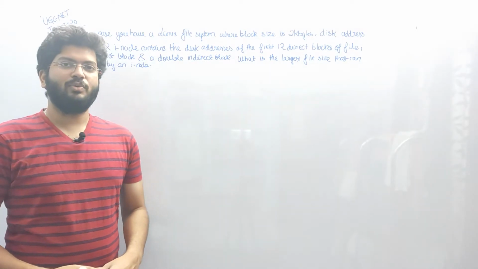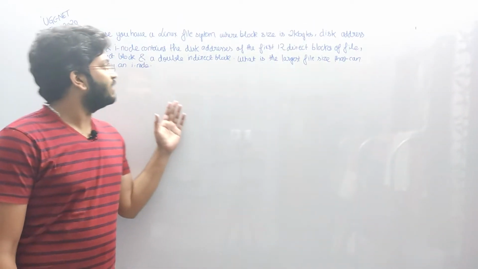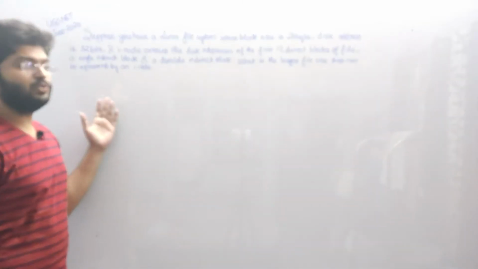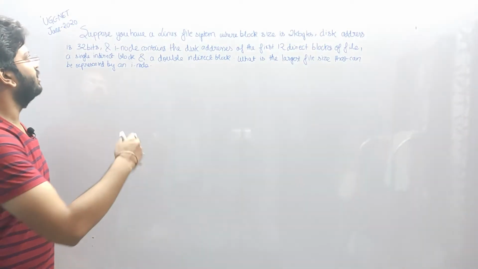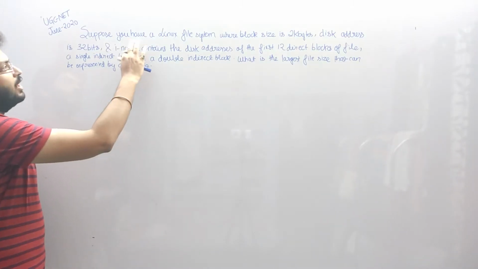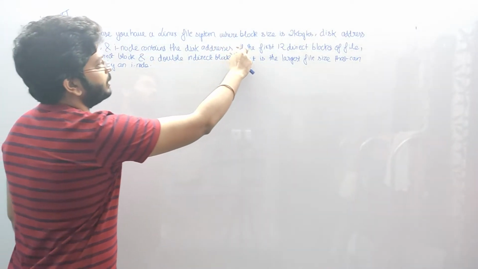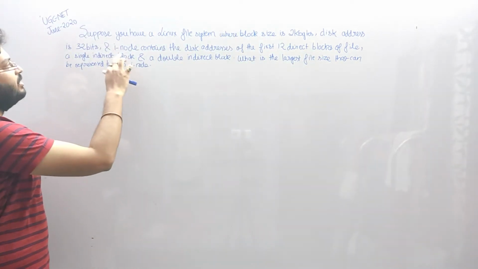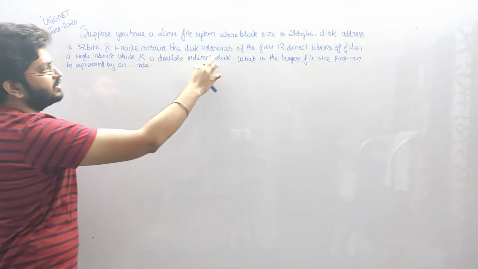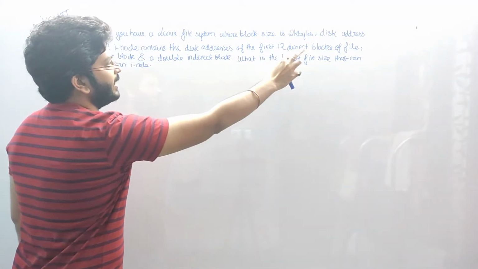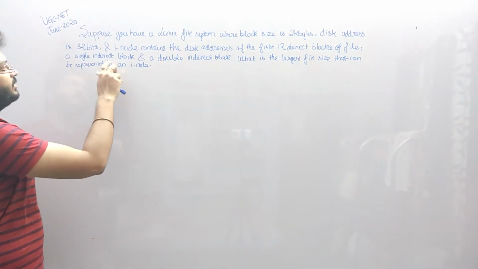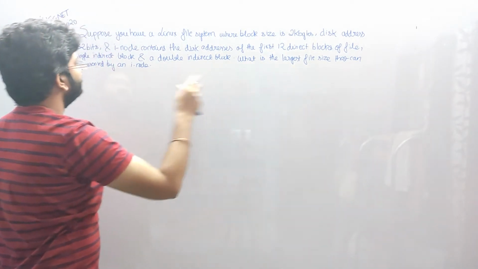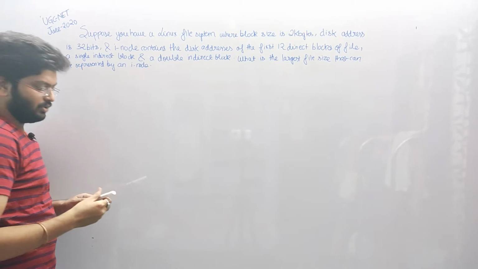In today's video, we will discuss a question on Linux file system of operating system. This question was asked in June 2020 of the UGC NET exam. Let's see the question. Suppose you have a Linux file system where block size is 2 kilobytes, disk address is 32 bits and an inode contains the disk addresses of the first 12 direct blocks of file, a single indirect block and a double indirect block. What is the largest file size that can be represented by an inode?